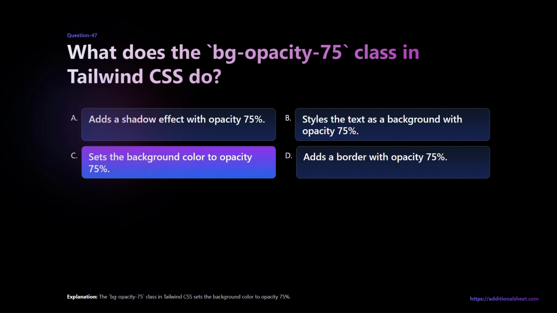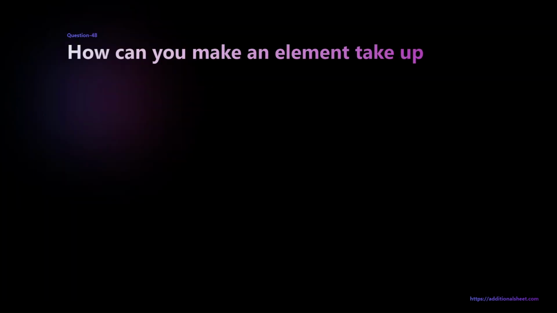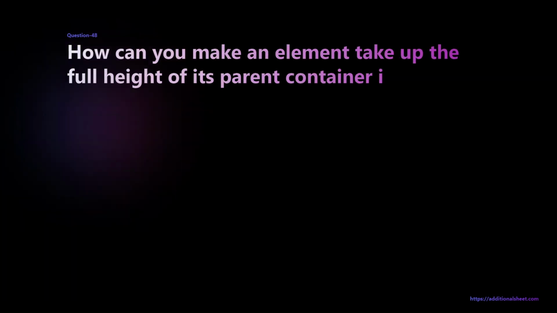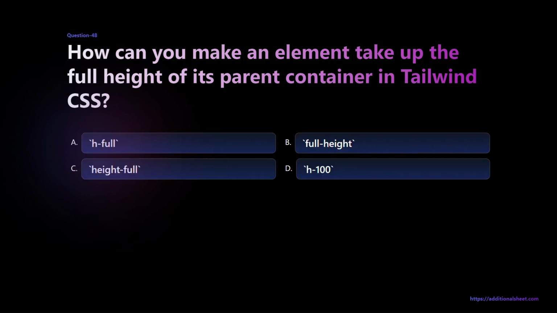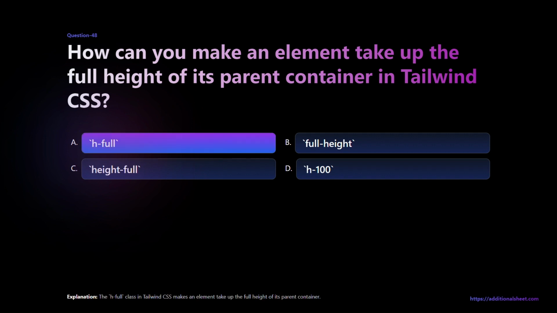How can you make an element take up the full height of its parent container in Tailwind CSS? Option A, h-full. Option B, full-height. Option C, height-full. Option D, h-100. The correct answer is option A, h-full.